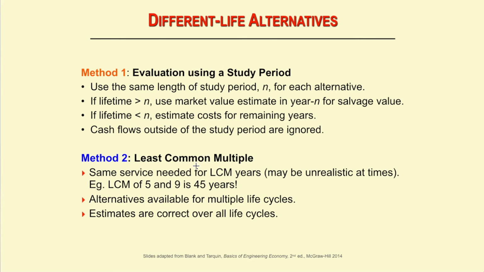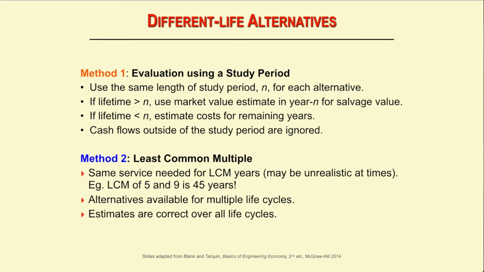In method number 2, the least common multiple of the alternatives' lives must be determined, and this could be unrealistic at times. For example, the least common multiple of 5 years and 9 years is 45 years. So applying the present worth analysis using the least common multiple method is rather complicated because the analysis must be applied for multiple life cycles.